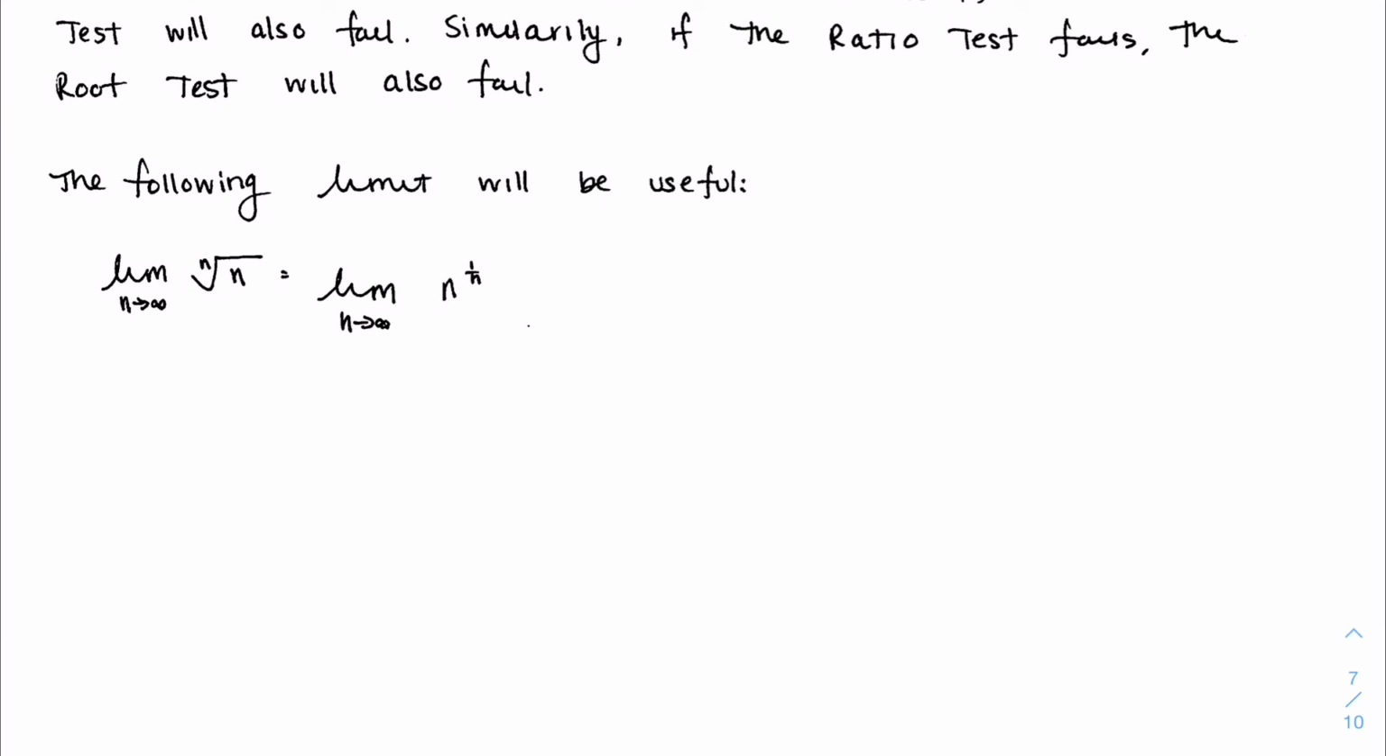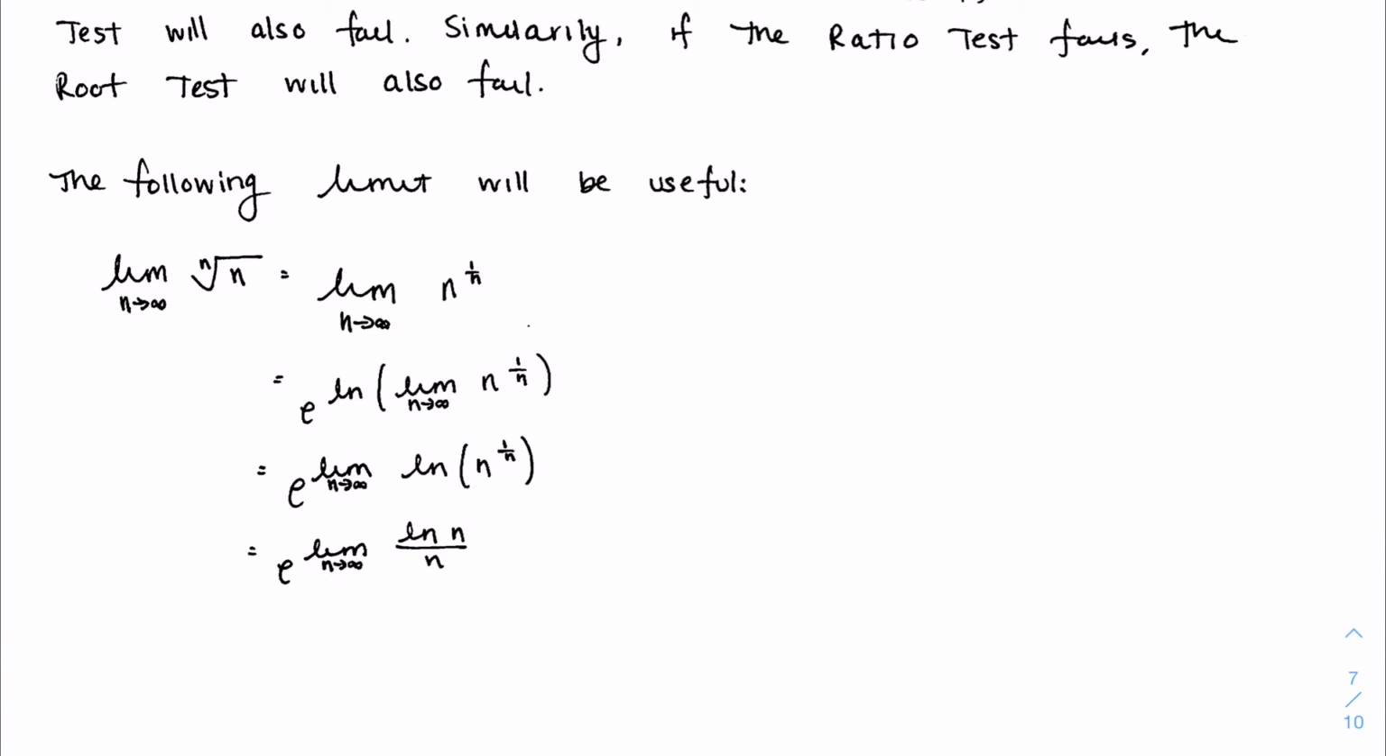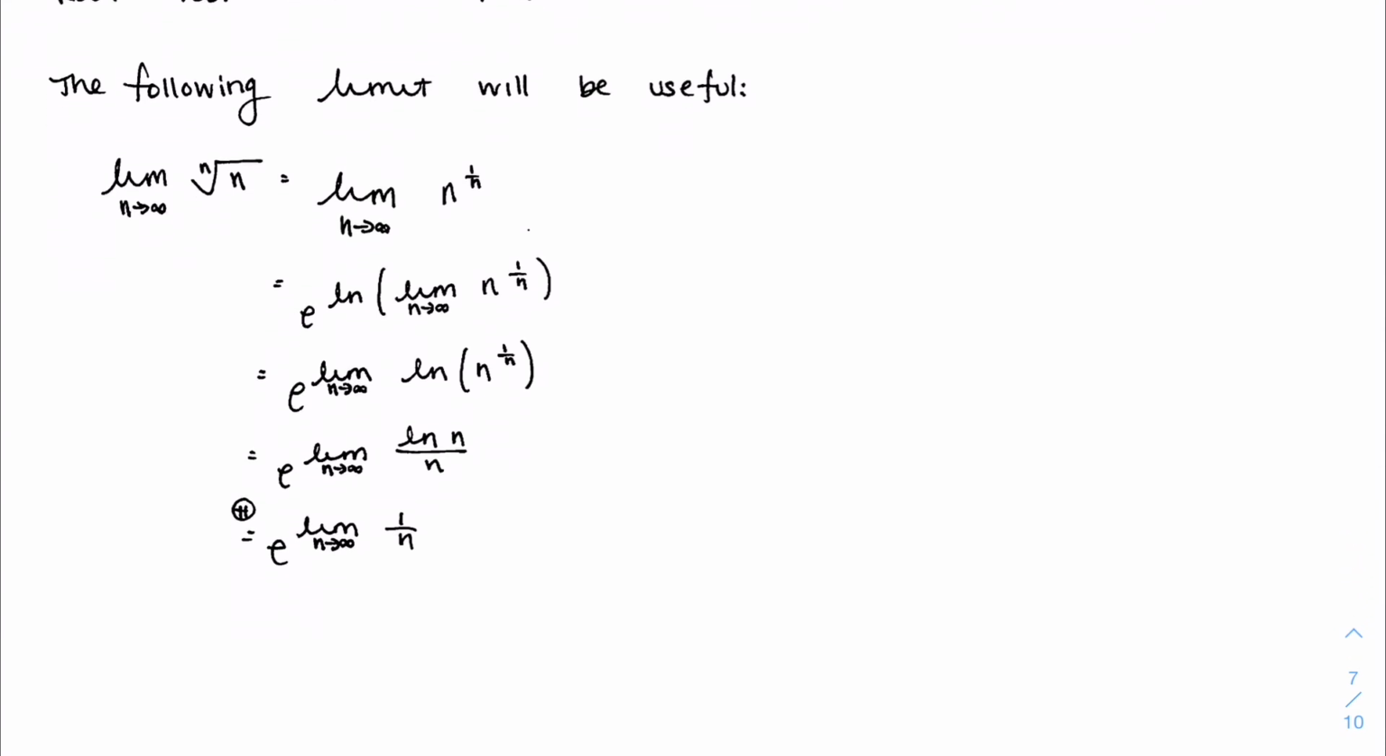If you want to take the limit as n goes to infinity of the nth root of n, you can rewrite that as n to the 1 over n. And then we can rewrite that using e's and natural log because they're inverses of each other. Bring the natural log in, so the power comes out, and then technically you can apply L'Hopital's rule, assuming that this n is a continuous variable. So this goes to e to the 0, which is 1. So the nth root of n goes to 1 as n goes to infinity.